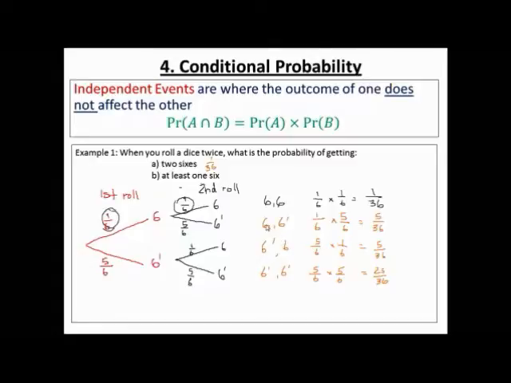So that happens 3 times. At least 1 6 happens here, it happens here, and it happens here, because technically 2 6s is at least 1 6. So I can add all of those probabilities together to get the total probability. So I can either get 2 6s, 1 6, or 1 6. So adding those together, 1/36 plus 5/36 plus 5/36 gives me a total of 11/36. So the probability I roll at least 1 6 is 11 out of 36.